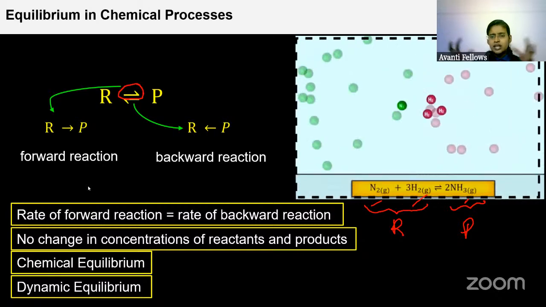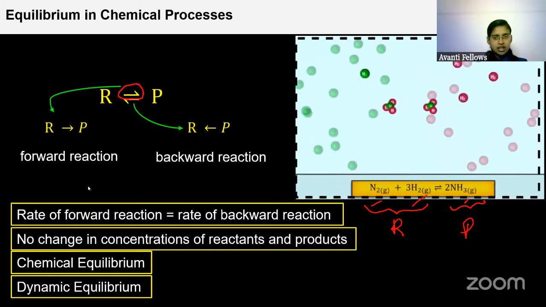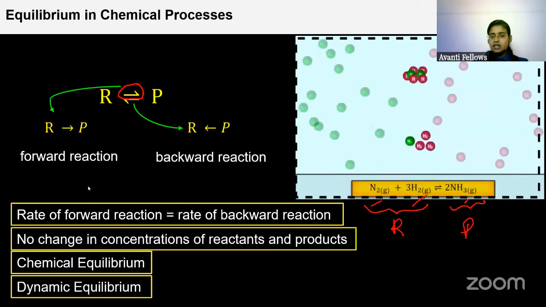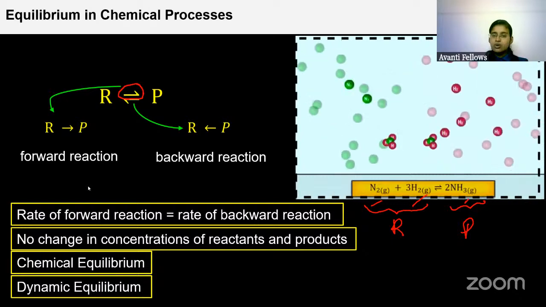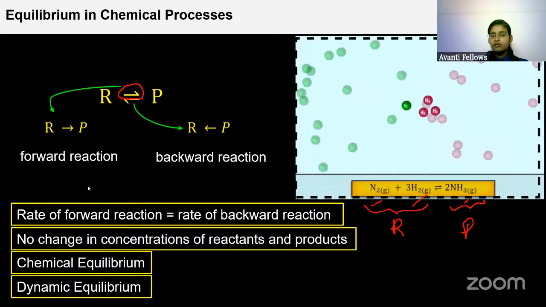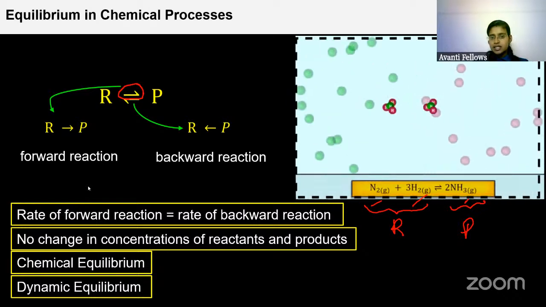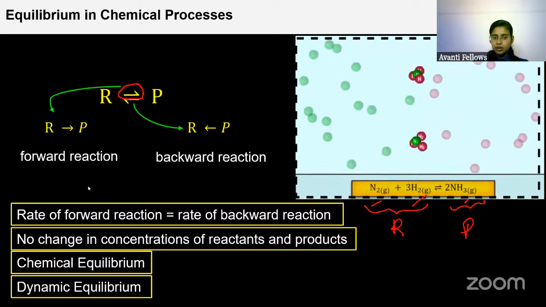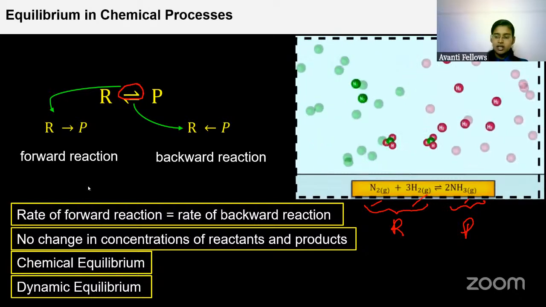It is called dynamic equilibrium because they are keeping on moving, right? N2 and H2 are coming together and forming ammonia, and ammonia is again moving and forming N2 and H2. So it is dynamic in nature. Got it? Is it clear for all of you? If the reactant and product are in equilibrium with each other, it is called chemical equilibrium. Here the forward and backward reaction rates will be equal.